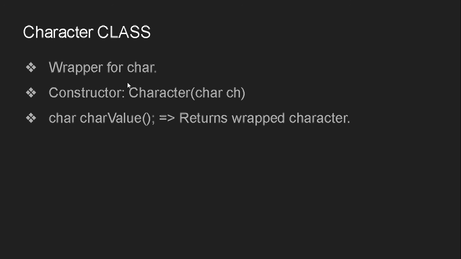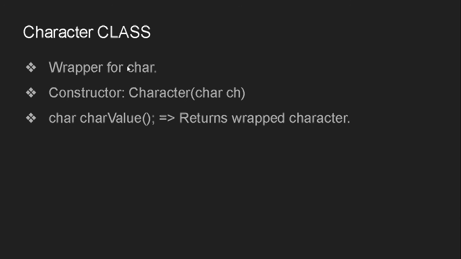Character ch equals new Character, then inside parentheses you need to write a particular character, like let us say 'a', inside single quotes, because I'm talking about a character here. Then using that object, I can do whatever I want. Because it is wrapped inside a class, it gets some additional features.